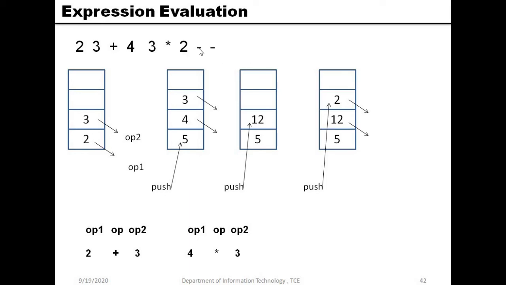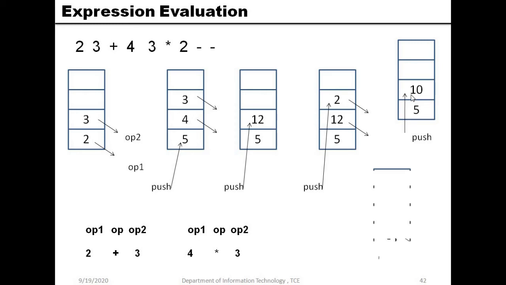Then the character is 2, operand is 2, it gets pushed into the stack. Then the character is minus, so we have to do 2 pops. So it would be op1, op2, it would be 12 minus 2. So the result is 10, it gets pushed into the stack.